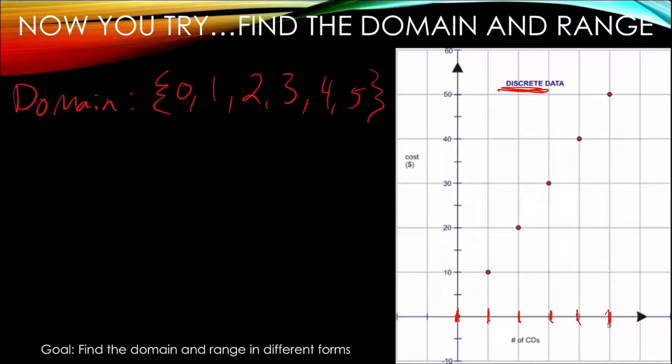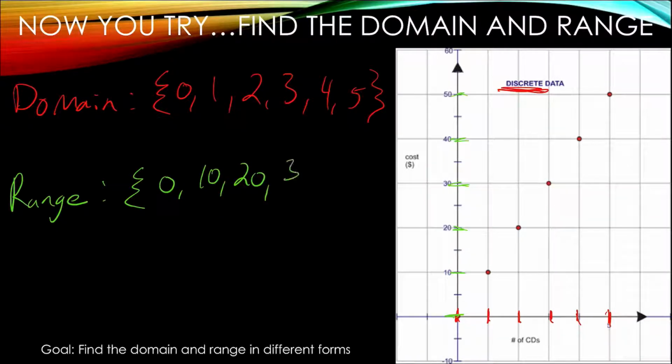Okay? Now we do the same thing with the range. I notice that I have a point here at 10, 20, 30, 40, and 50. So once again, I have to use my braces. So I have a point at 0, point at 10, 20, 30, 40, and 50. Ooh, that was a solid brace right there.